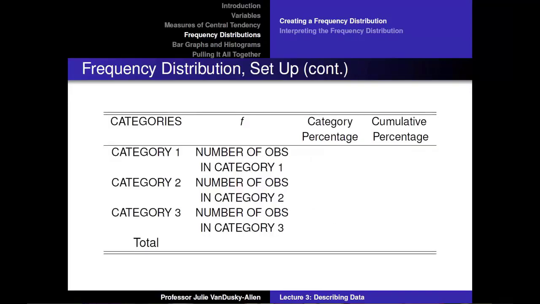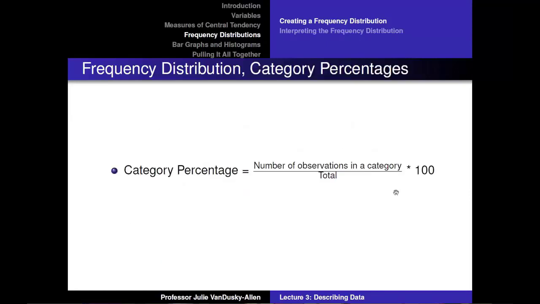You can also add 2 additional columns to your frequency distribution. The first is the category percentage column. It tells you the percentage of cases each category takes in the data set. It is calculated by dividing the total number of observations in one category by the total number of observations overall and multiplying that value by 100.